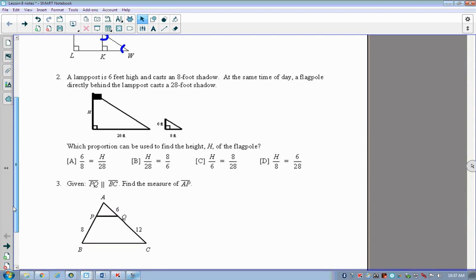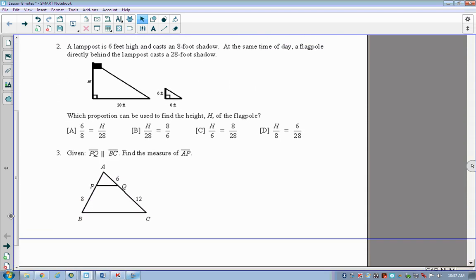All right, let's come down to number 2. We got a lamppost. It's 6 feet high. It's the little guy down here. Casts a little 8-foot shadow. At the same time of day, we got a flagpole. That's this big guy right here. Directly behind the lamppost, he casts a 28-foot shadow. Which proportion can be used to find the height h of the flagpole? We're not even trying to solve the question. We just want to know which proportion would work.